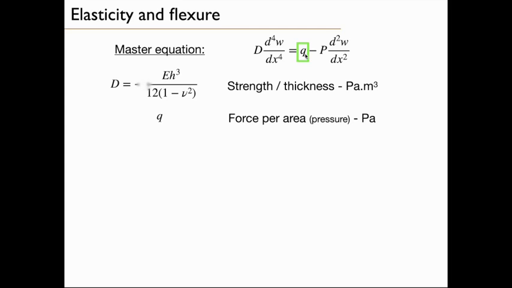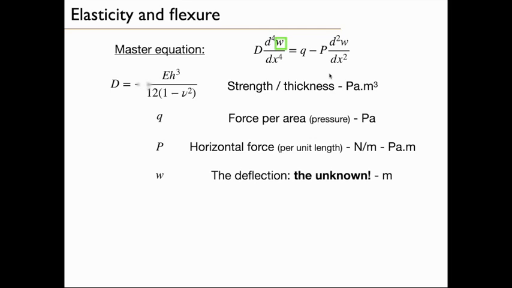Then the next parameter is Q. And Q is a force per area, so it's a pressure. It has unit Pascal. Next comes P. P is the horizontal force per unit length. It's Newton per meter, or Pascal times meter. And last but not the least is W, that is featured on both sides of the equation here. And this is the deflection. So that's the unknown that we want to compute. It has unit meters.